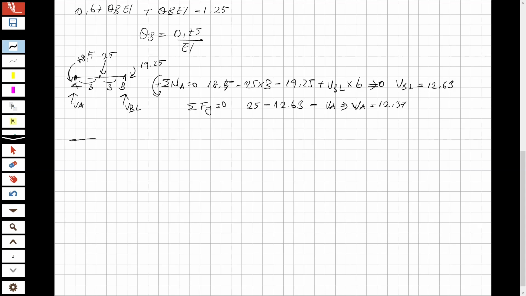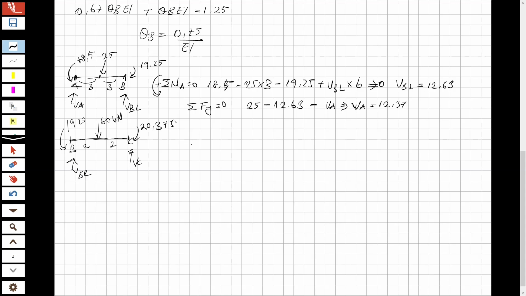The second part is also the same. This will be B, this will be C. I have VB right, and I have VC here. And I have a distributed load, so I'm going to convert it to a point load. You get 15 times 4, it's going to be 60 kilonewton. This is 2, this is 2, this is 19.25, and this is 20.375.